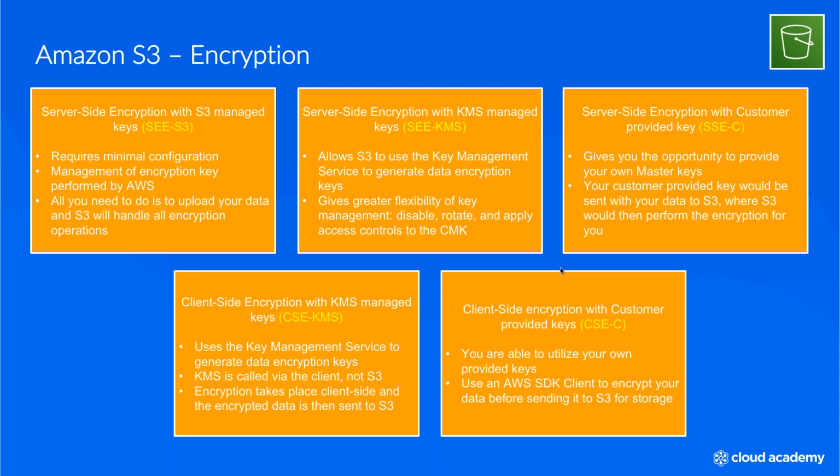Then we have client-side encryption with KMS, CSE-KMS. Now, similarly to SSE-KMS, this also uses the key management service to generate your data encryption keys. However, this time, KMS is called upon via the client and not S3. And the encryption then takes place client side, and the encrypted data is then sent to S3 to be stored. And then finally, we have client-side encryption with customer-provided keys, CSE-C. Using this mechanism, you are able to utilize your own provided keys and use an AWS SDK client to encrypt your data before sending it to S3 for storage.